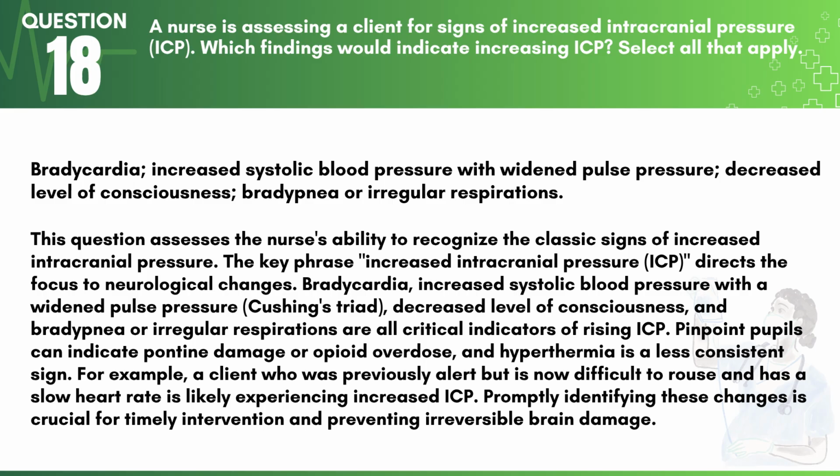Pinpoint pupils can indicate pontine damage or opioid overdose, and hyperthermia is a less consistent sign. For example, a client who was previously alert but is now difficult to rouse and has a slow heart rate is likely experiencing increased ICP. Promptly identifying these changes is crucial for timely intervention and preventing irreversible brain damage.